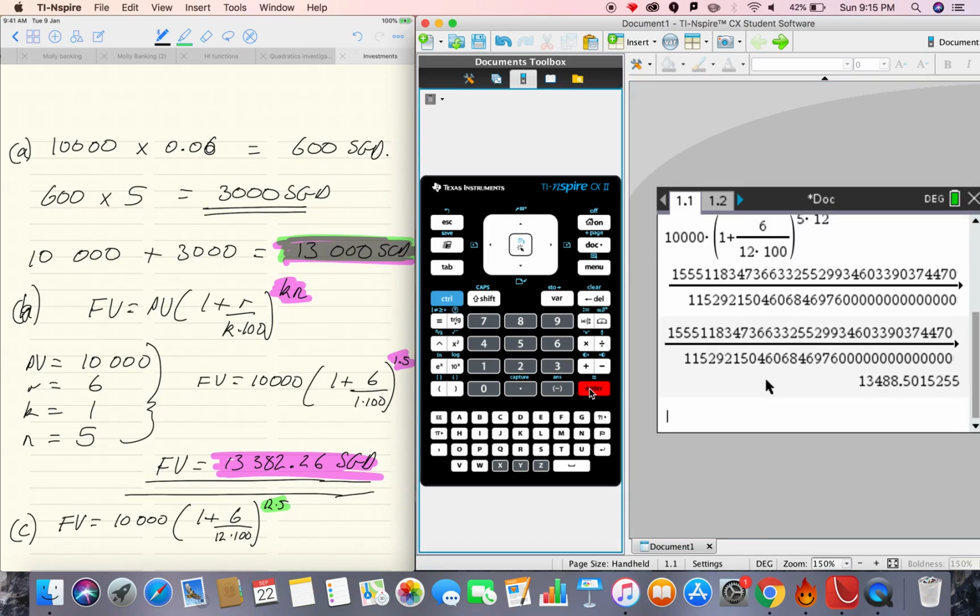All right, and we've got a particular answer now, which is 13,488.50. Okay, so if you think about the three values we've got here. The first one was simple interest, which just really doesn't exist in today's society, 13,000. The second one was compounded yearly, 13,382, and the final one was compounded monthly, 13,488. So you can see the extras that you're getting by the more compounding periods.